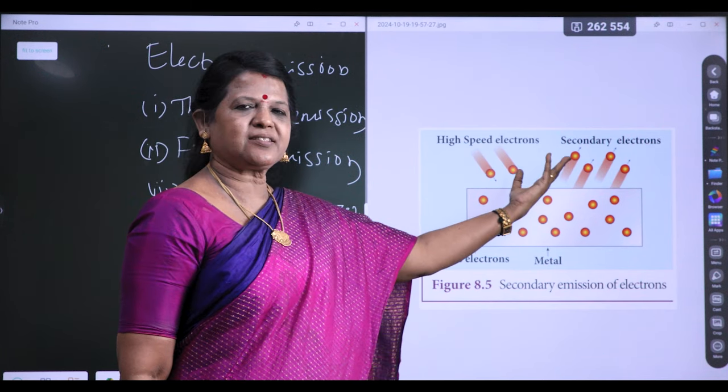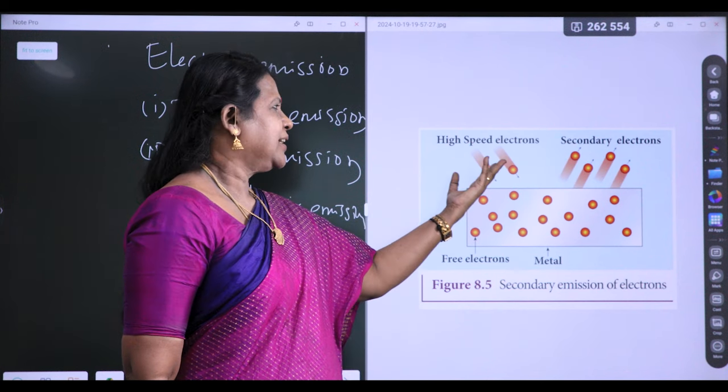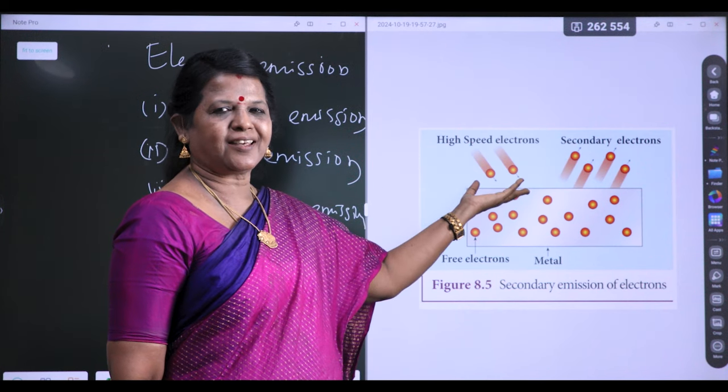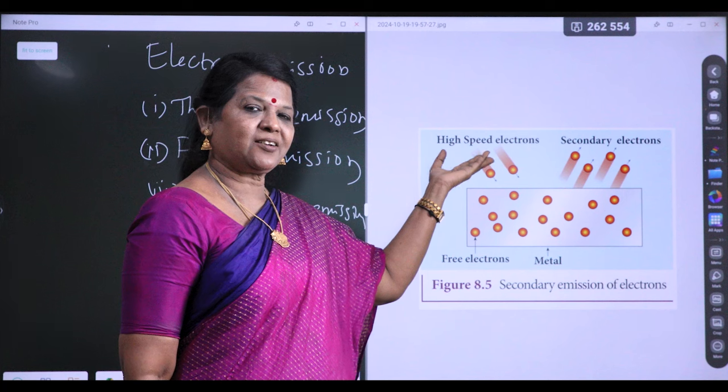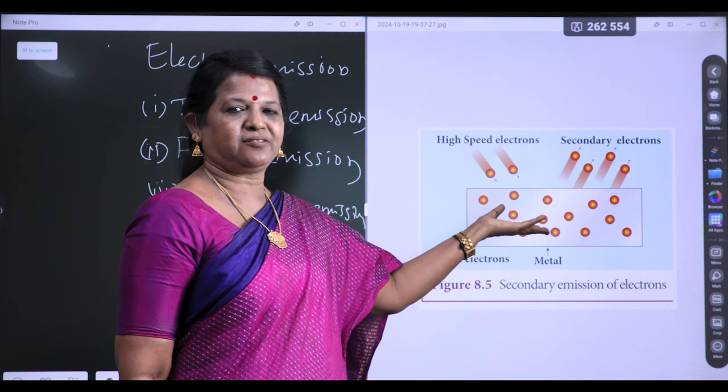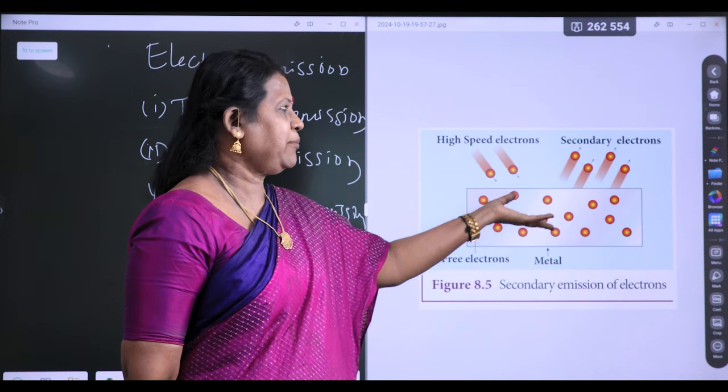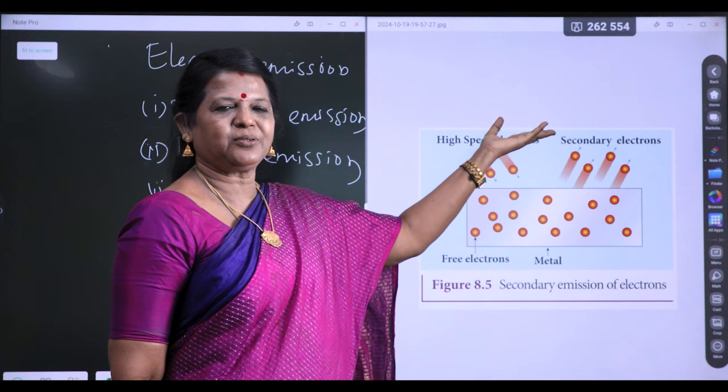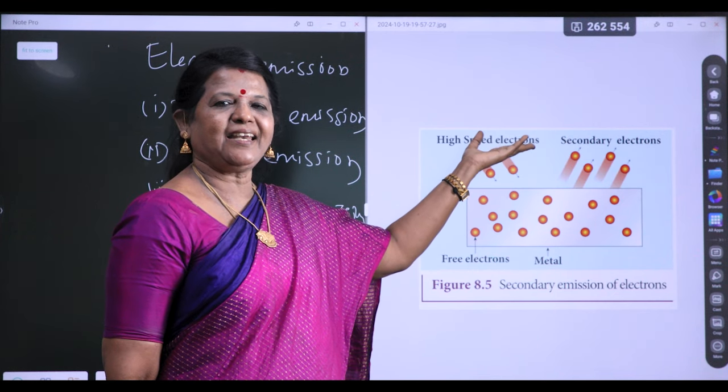Why are we calling this secondary emission? Because here there are already high-speed electrons. Those high-speed electrons are allowed to fall on the surface of the metal. So it emits the secondary electrons. This type is known as secondary emission.